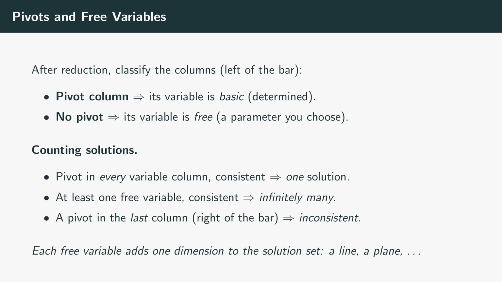And there is a special warning sign. If a pivot ever appears in the very last column, the one to the right of the bar, the system is inconsistent and has no solution at all. Each free variable adds one dimension to the solution set: one free variable gives a line of solutions, two give a plane, and so on.